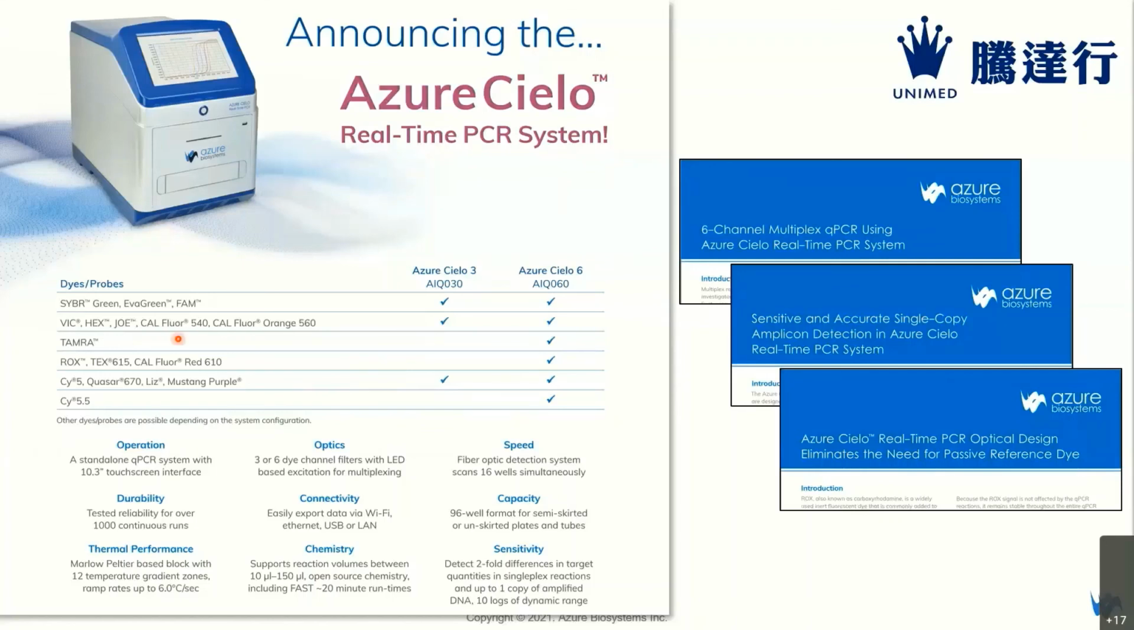All right, so we have the thermal performance using a Peltier block with 12 temperature gradient zones, and chemistry support is open chemistry between 10 to 150 microliters, and sensitivity is up to 2-fold differences. On the right here are the 3 application notes I mentioned just now: 6-channel multiplex Qpcr, sensitive and accurate single copy detection, and also the optical design eliminating the need for a passive reference dye, because the optic fiber itself solves the varying optical path in conventional Qpcr systems.